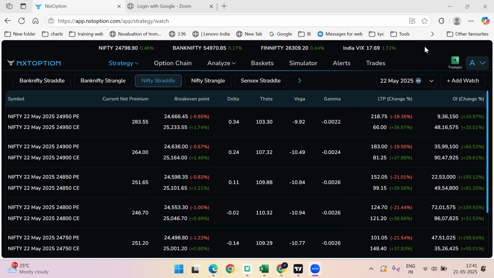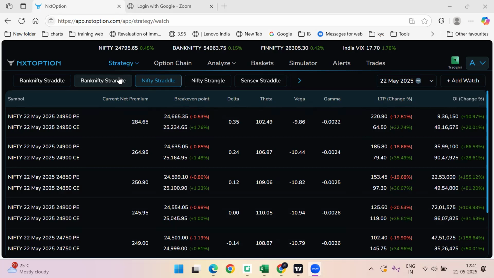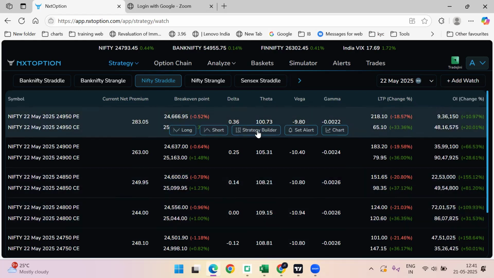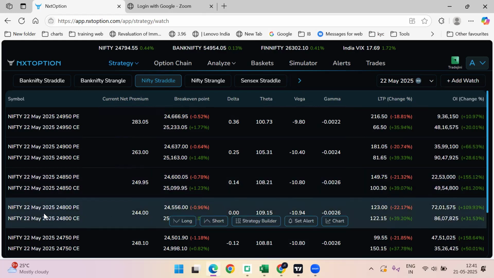When you log in, first you get a default screen called the strategy screen. Here the idea is to help traders by giving them predefined strategies if they want to deploy directly in the market. Nifty is currently trading around 24,794, and you're expecting the market to close around 24,800 level on 22nd May.